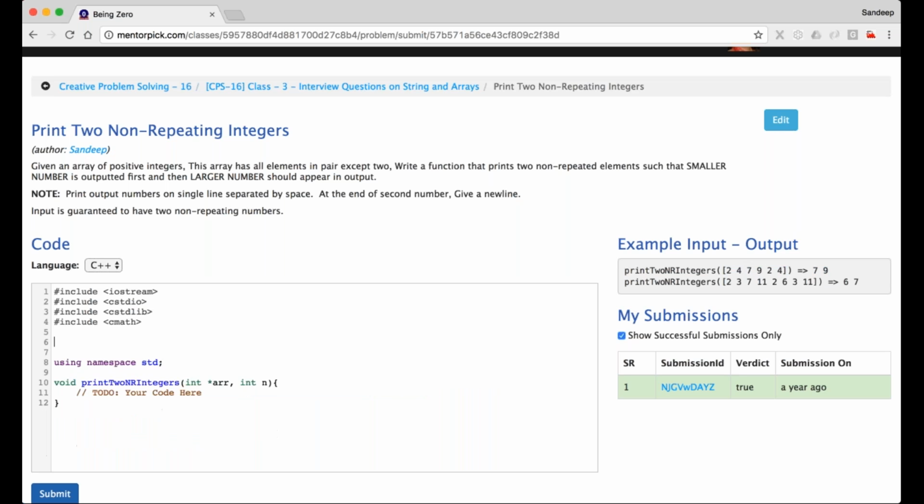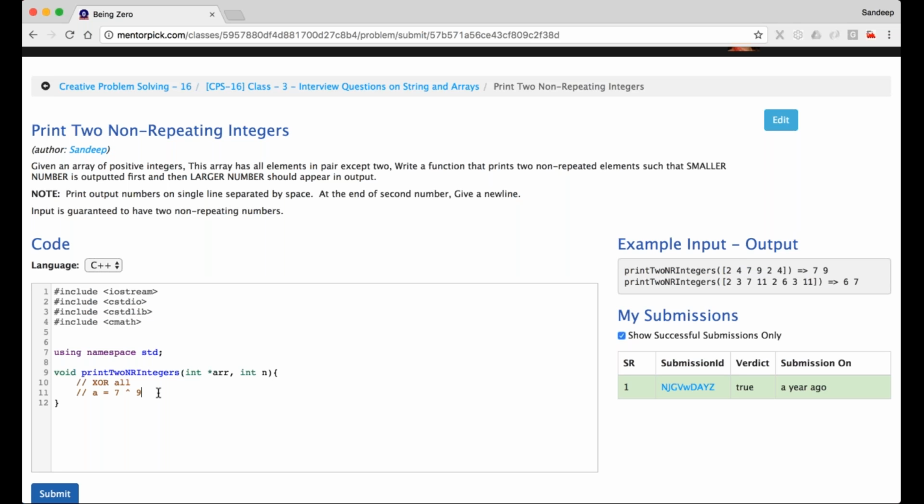So first, let's XOR all, and let's say that is the answer. The answer in this particular example is 7 XOR 9. That is what we are going to get. And now our challenge is how do we segregate these two numbers.